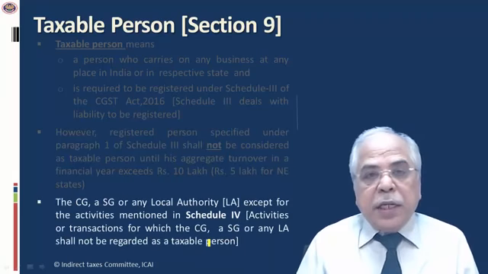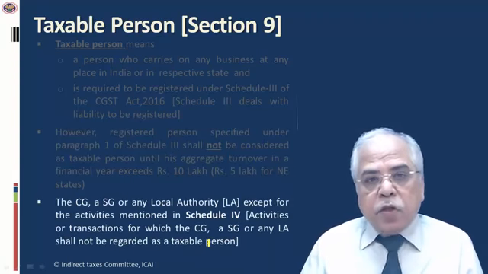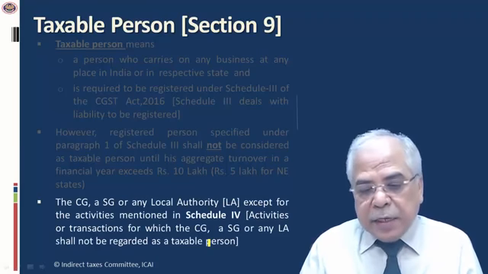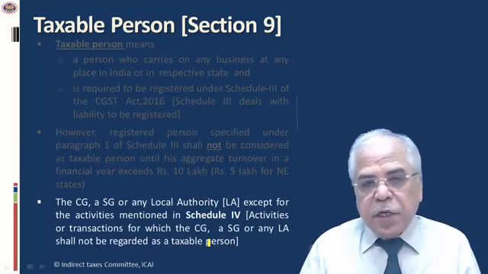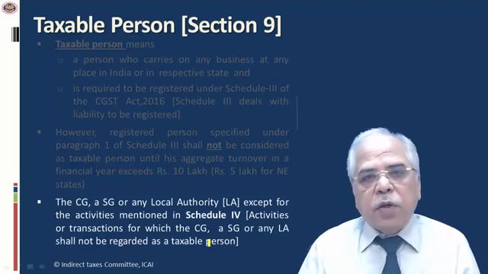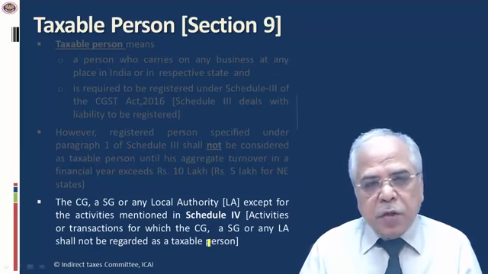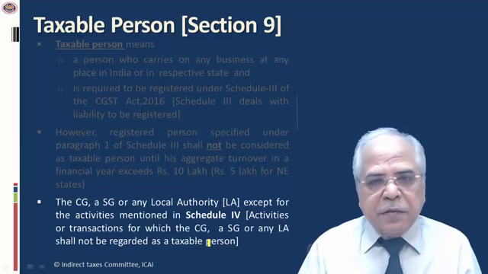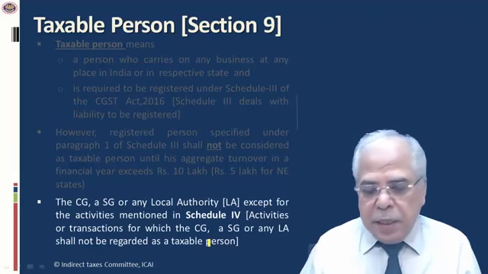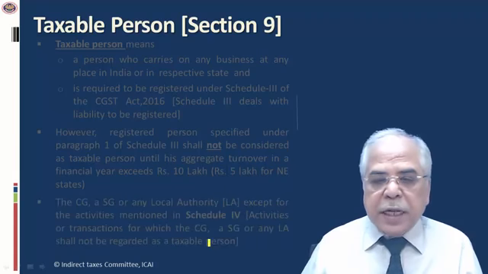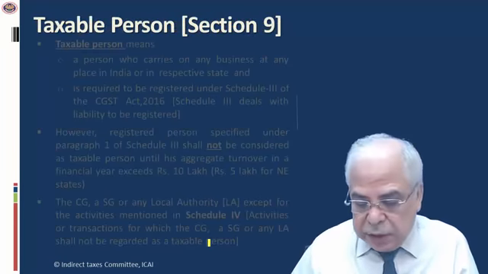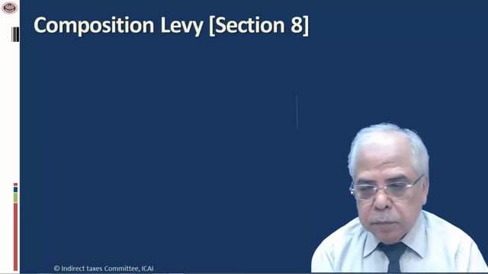It is really important that the central government and state government is also being considered as a taxable person unless they are carrying out the activity which has been specified in Schedule 4. Schedule 4 talks about the statutory functions of the central government or the state government. Barring those activities which have been specified in Schedule 4, the central government and state government shall also be treated as a taxable person and will be liable to discharge service tax liability.